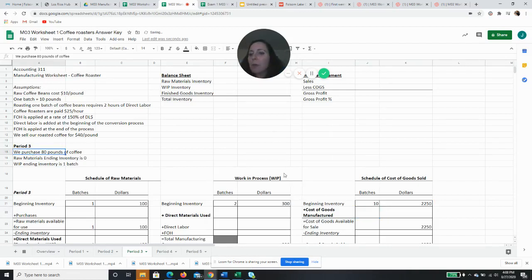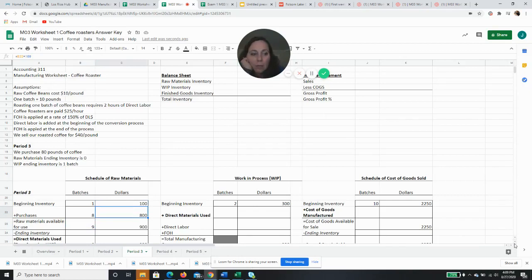All right, so let's see what we got. We purchased 80 pounds of coffee. So I'm going to go to my purchases. 80 pounds divided by 10 pounds per batch is 8 batches, and each batch costs us $100. So for some reason that ended up in the wrong spot. And you know what? Sometimes that happens. Okay, so in total, my raw materials available for use are 9 batches, the one in beginning inventory plus the 8 in purchases. 9 batches, $900. 100 in beginning inventory, 800 that I purchased.